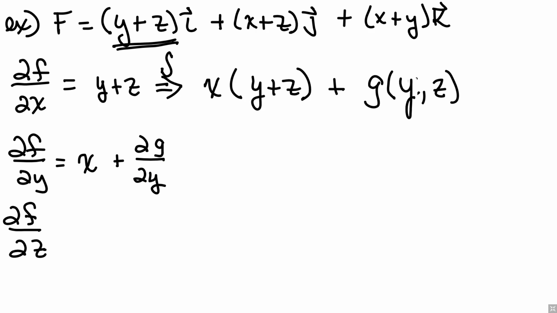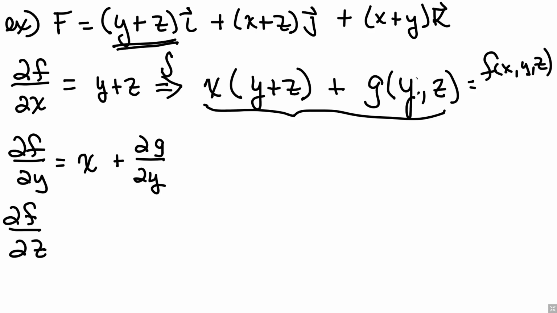Here's how I got this. This right here is essentially my function of y and z. If I take the partial of f with respect to y, if I take the derivative of this with respect to y, all I'm going to have left is just x. If I take the partial of g with respect to y, we don't necessarily know what it is, so all we can do is write it as the partial of g with respect to y.